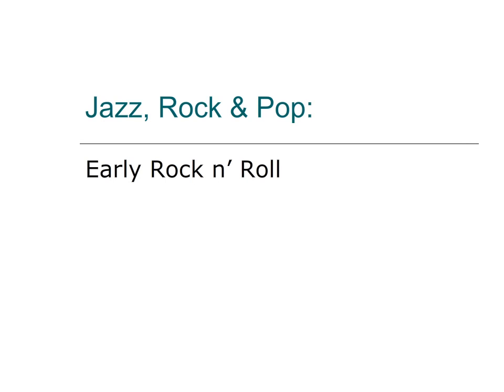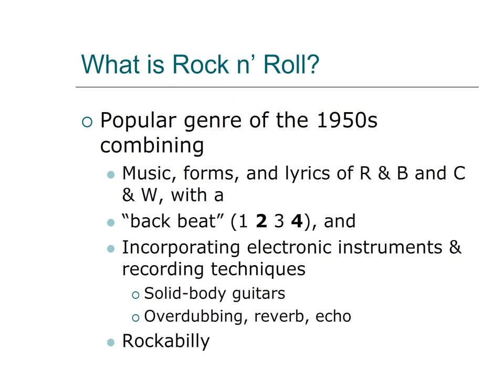This video introduces the most important musicians and hits of early rock and roll, as well as discussing its defining musical features. Rock and roll is a popular genre of the 1950s that combines the music forms and lyrics of rhythm and blues and country music with a backbeat and electronic instruments and recording techniques.